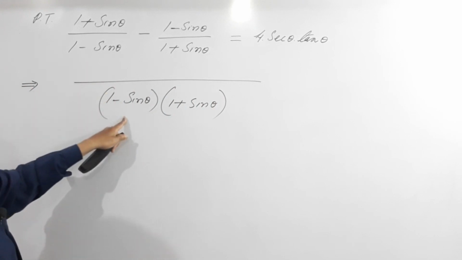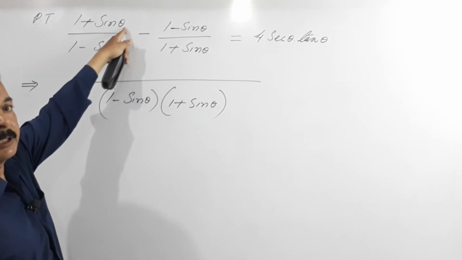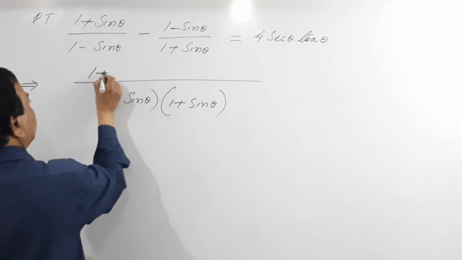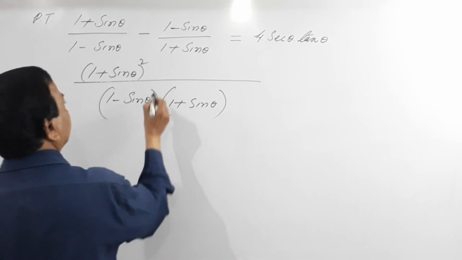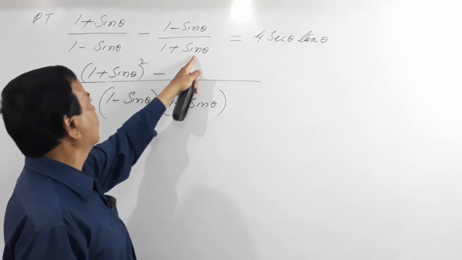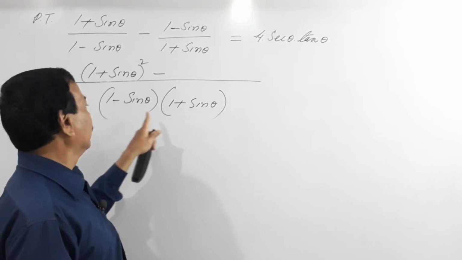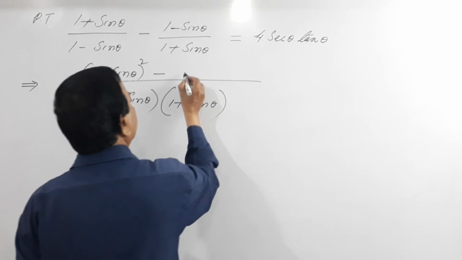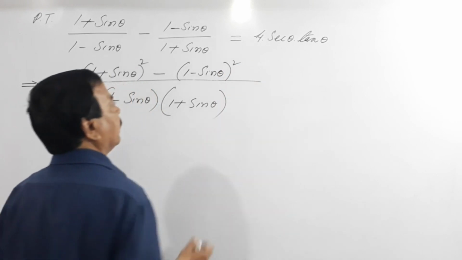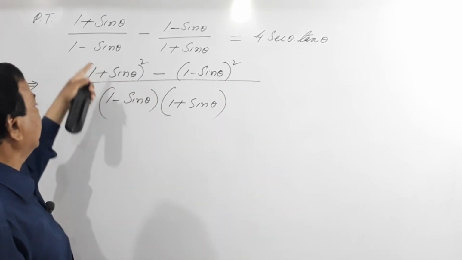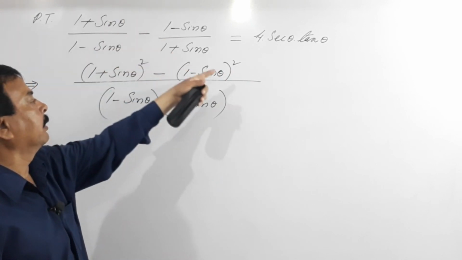So (1 minus sin theta) divides, what is left is 1 plus sin theta. So 1 plus sin theta times 1 plus sin theta becomes (1 plus sin theta) the whole square, minus (1 plus sin theta) cancels. 1 minus sin theta into 1 minus sin theta becomes (1 minus sin theta) the whole square. Okay, this and this cancel, you are left with (1 plus sin theta) into (1 plus sin theta), which becomes (1 plus sin theta) the whole square. That's what I have written.